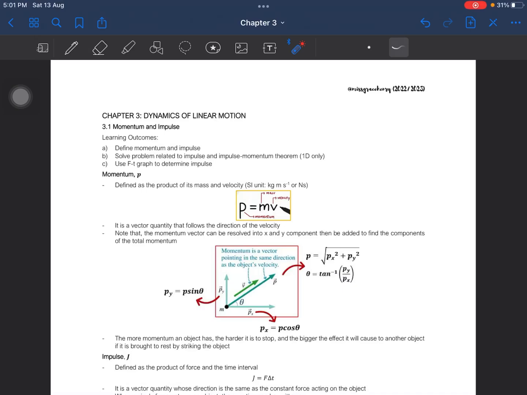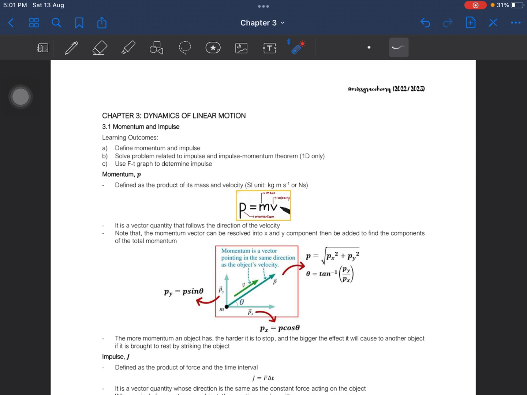Hello everybody, today we will be entering chapter 3, which is on dynamics of linear motion. In this chapter there are 4 subtopics, and the first one is momentum and impulse. In this subtopic you have to be able to define what is momentum and what is impulse, solve problems related to impulse and the impulse-momentum theorem, which applies only for one dimension, and lastly you have to be able to use the graph of force against time to determine the impulse.